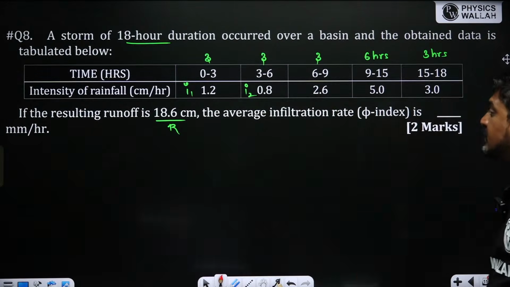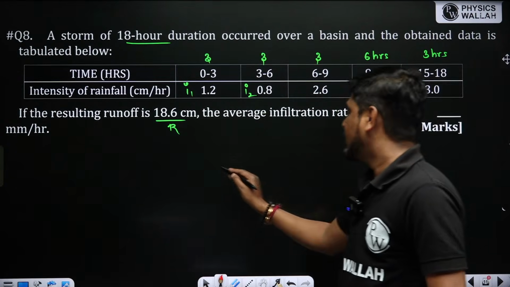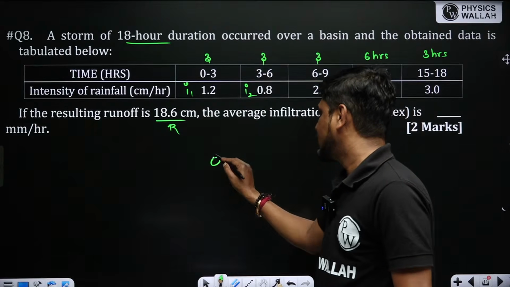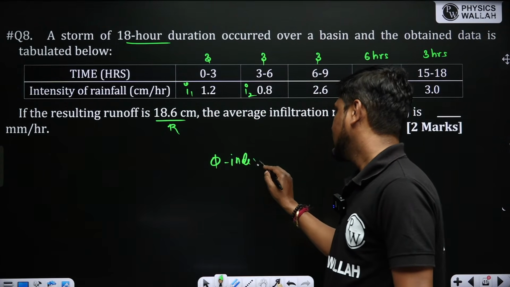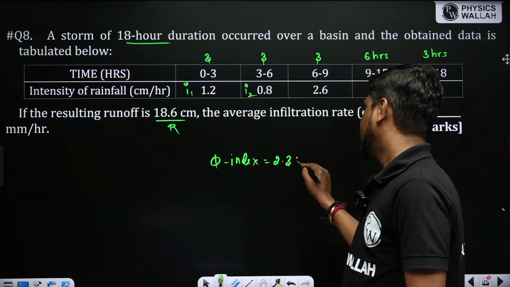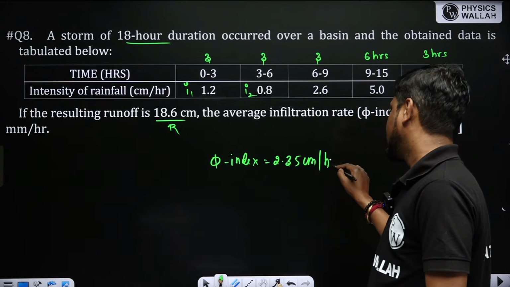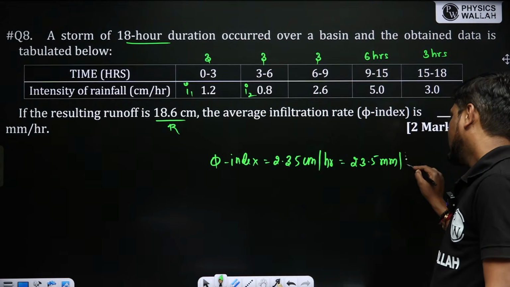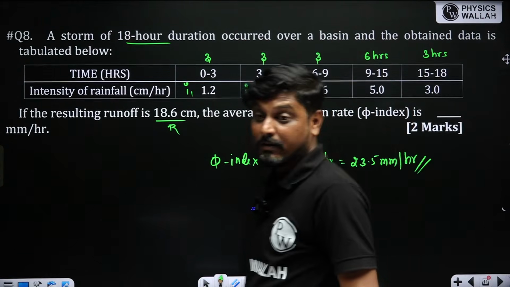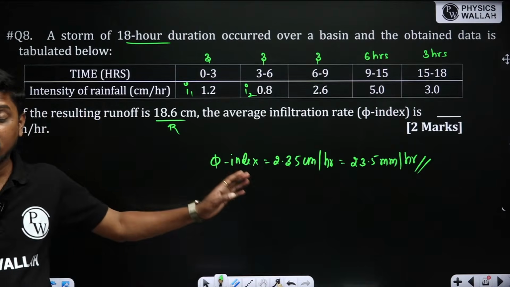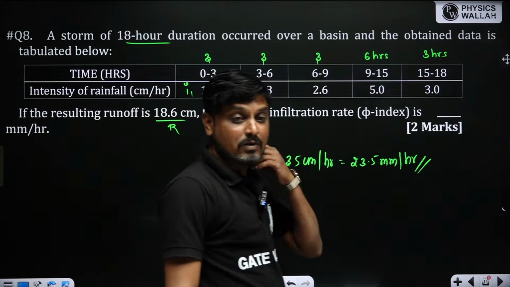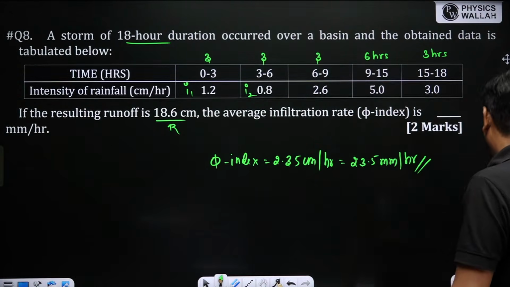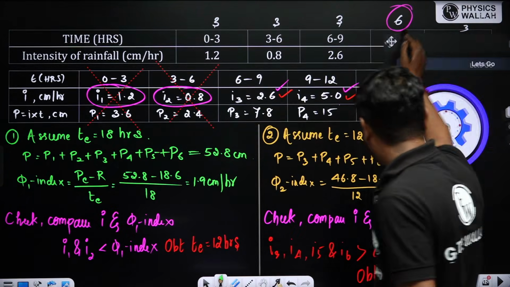But he has asked in terms of mm per hour. So for this question the answer is phi index 2.35 centimeter per hour, that is nothing but 23.5 mm per hour. So in detail I have given the solution quickly. I hope you have understood the procedure. Please follow the same procedure. So the answer for this question is 23.5.